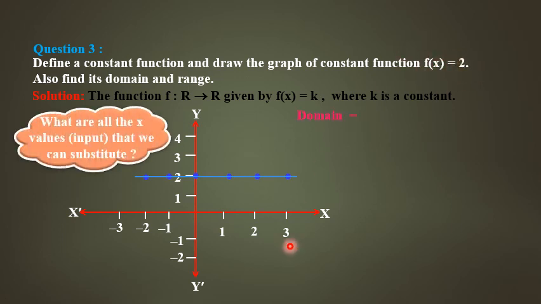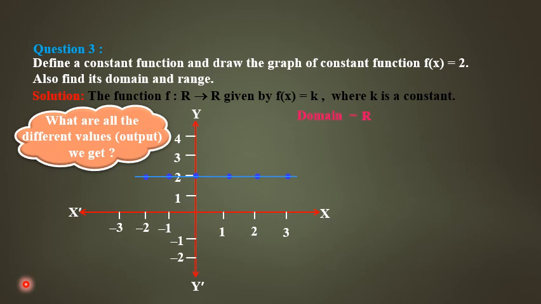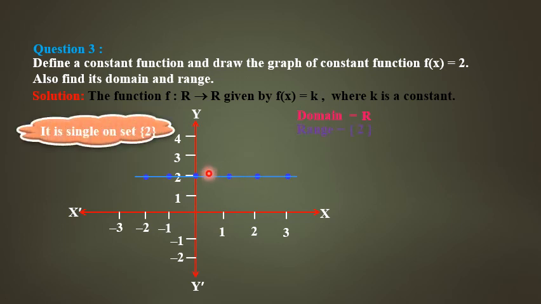Now what are all the input values that we substitute here? Anything you can substitute here. So the domain is R, the set of all real numbers. Correct? So the next one, what are all the different values of outputs? What exactly is the output you are getting? That is 2 only. So that means the range value is 2.